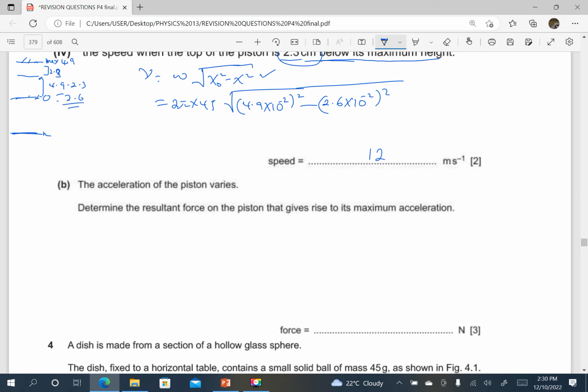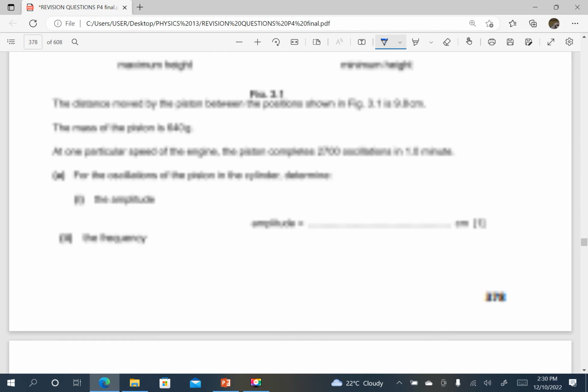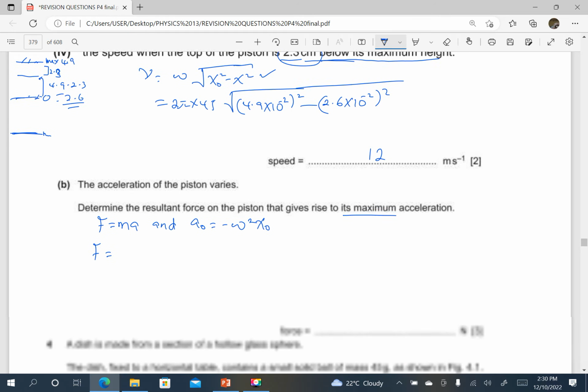The acceleration of the piston varies. Determine the resultant force on the piston that gives rise to its maximum acceleration. We want the resultant force. And of course, we know that from Newton's second law, the resultant force is the mass times acceleration. And since we want maximum acceleration, we know that the maximum acceleration is going to be negative omega squared times x naught. But of course, in calculation, we shall ignore the negative. So the force is going to be the mass, which I think was 64 grams. No, it was 640 grams, which is 0.64 kilograms.